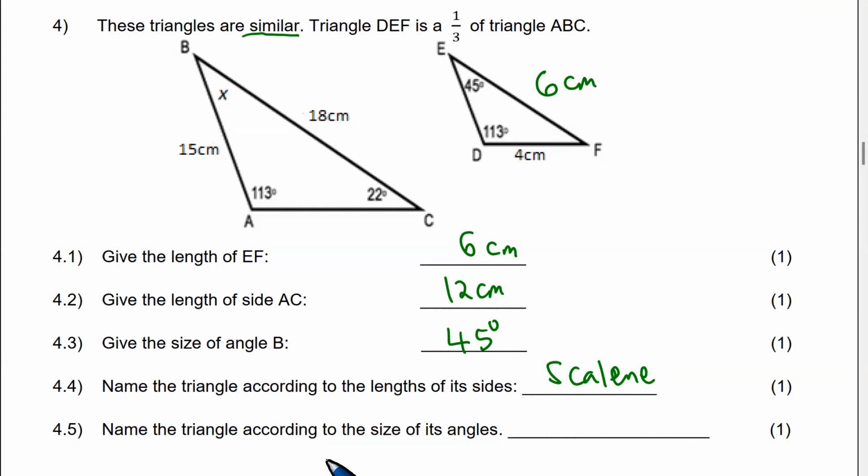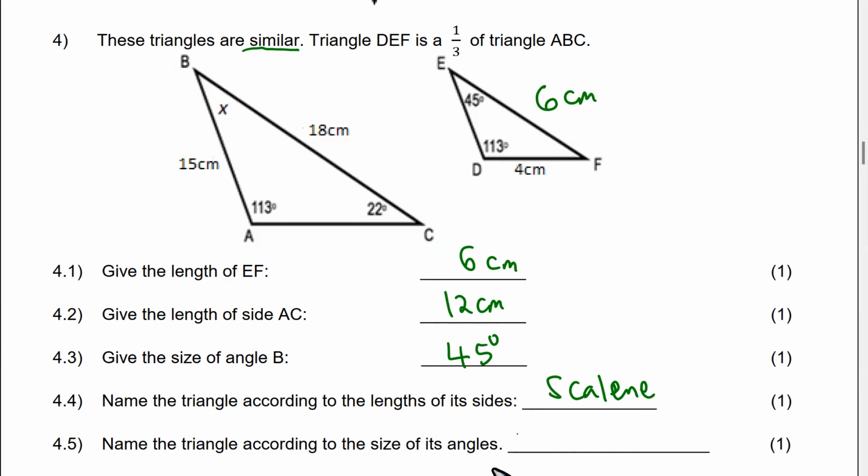Name the triangle according to the size of its angles. Okay, what's the answer? Is it an equilateral? Equilateral means all the sides are equal and all the angles are equal. So, yeah, in this case, not.